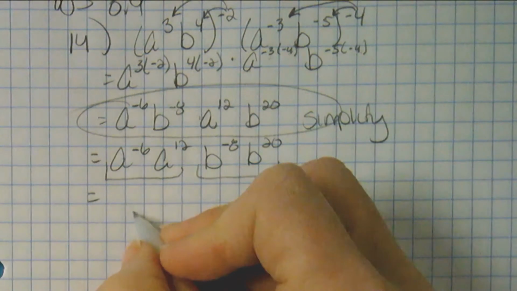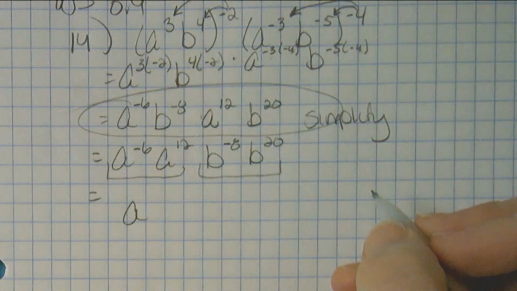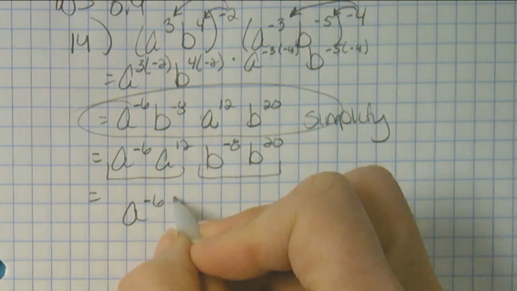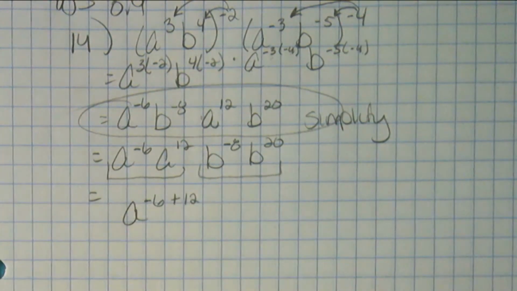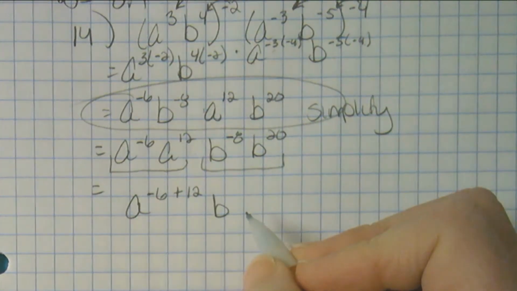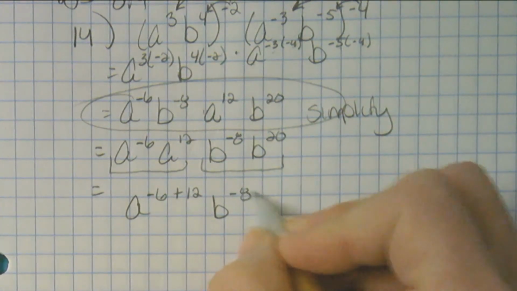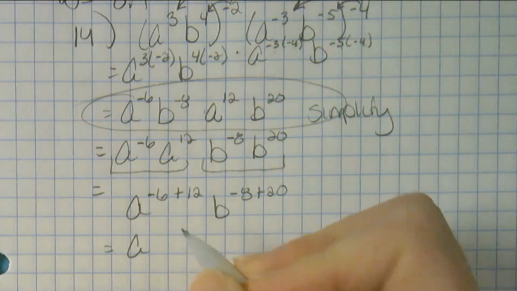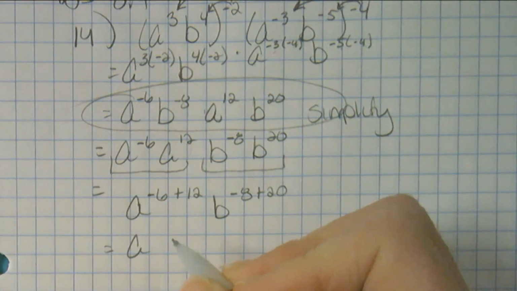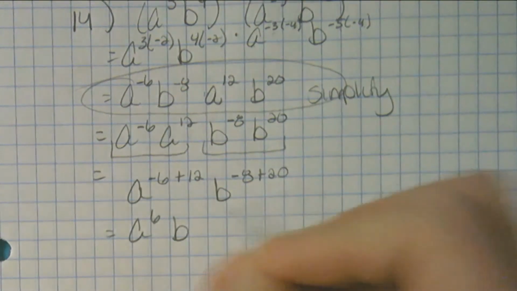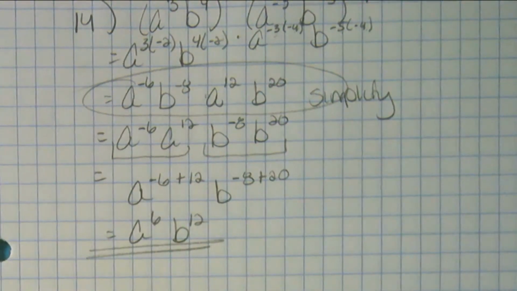Well, if I'm multiplying two numbers with the same base, what do I do with the exponents? You add them. So I have negative 6 plus 12. So that's a to the negative 6 plus 12 times b to the negative 8 plus 20. So, what is negative 6 plus 12? So I have a to the 6th times b to the 12. That's it.